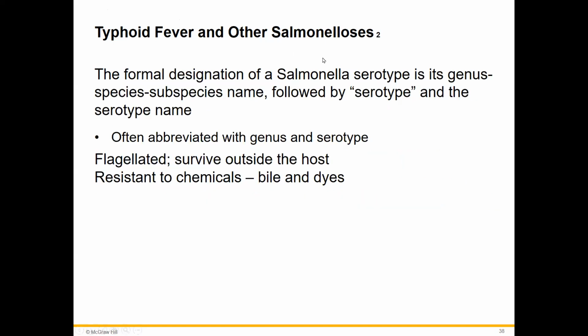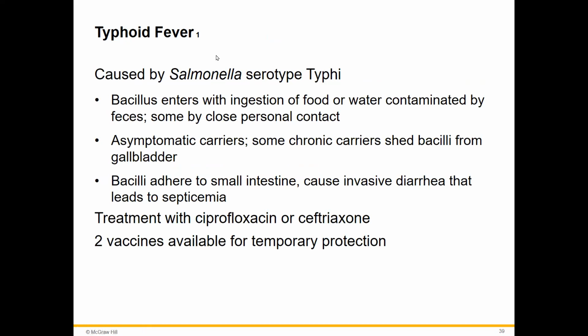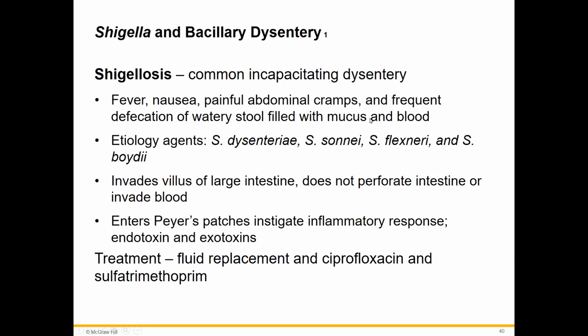The formal designation of Salmonella and its serotype depends on its subspecies name. You don't need to worry about those pieces. So the Salmonella Typhi, this is our typhoid fever etiology. We see it entering in with ingestion of food or water, contaminated typically by feces, so that fecal-oral spread. You can have an asymptomatic carrier. You could shed some bacilli from your gallbladder, but where the bacilli likes to live is they adhere to the small intestine and cause that invasive diarrhea that we associate. There are some vaccines available.